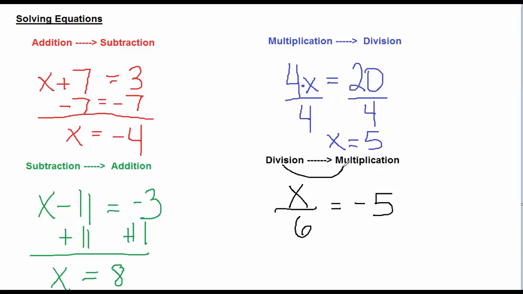The opposite of division is multiplication. So the opposite of divide by 6 is times by 6. We'll times both sides of the equation by 6. That'll cancel these 6's out, leaving us with just x equals negative 5 times 6, which is negative 30. We use the law of opposites on both sides of the equation to get the variable, the unknown thing, this x value, by itself.